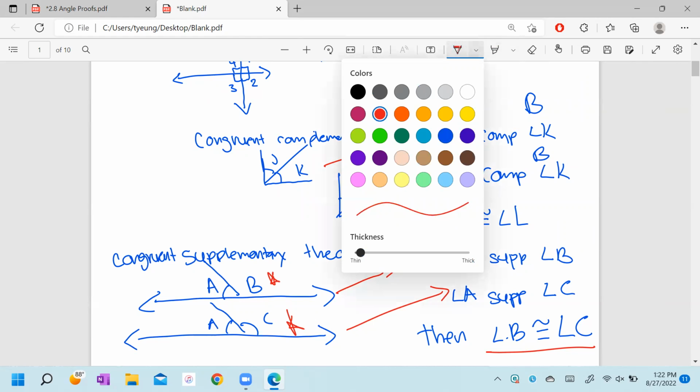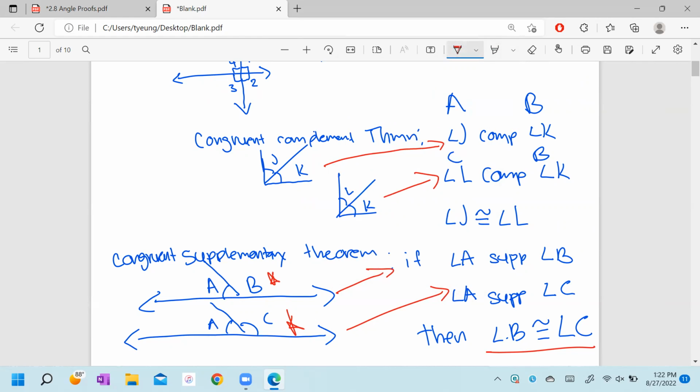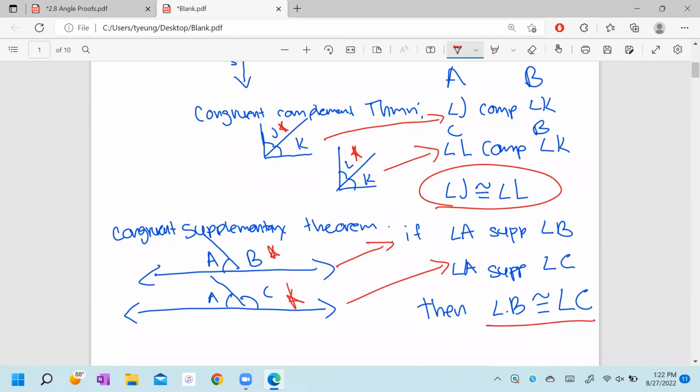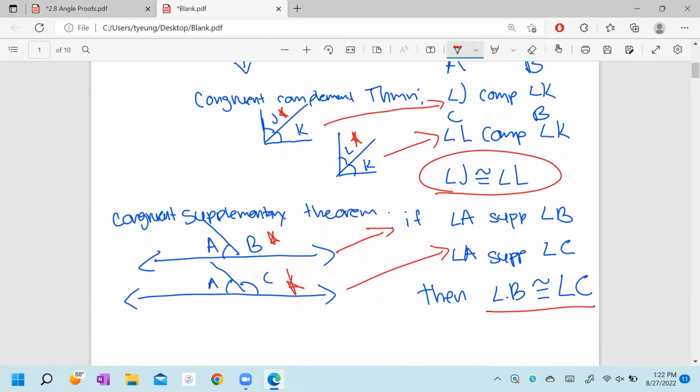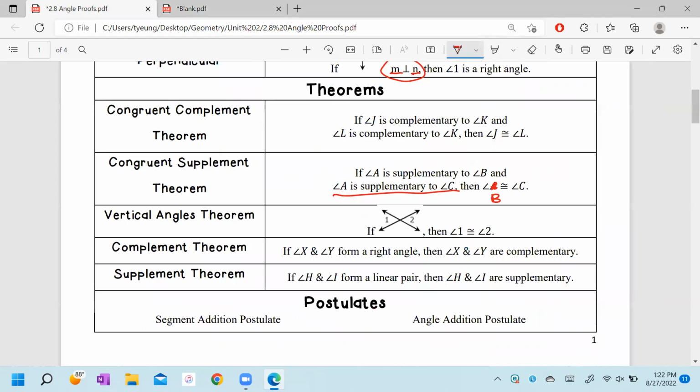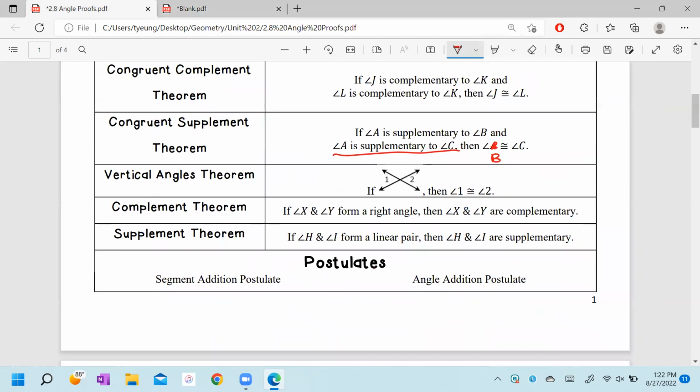Then it means that angle J and angle L are congruent to one another, right? They should be. And those are your two congruent theorems: the congruent complement theorem and the congruent supplement theorem. Afterwards, you have easy definitions, right?